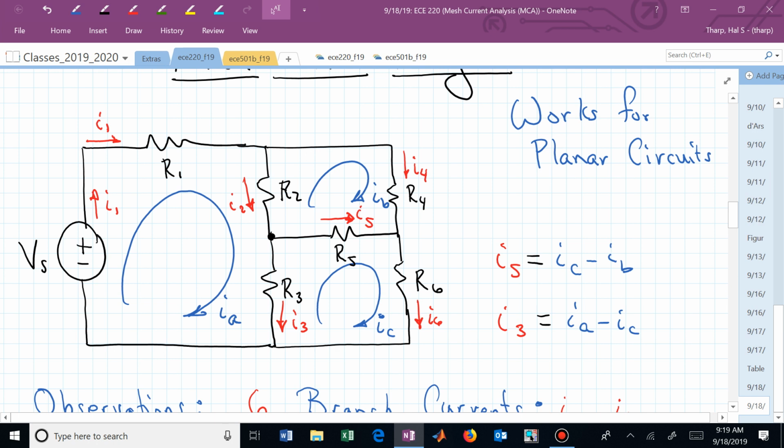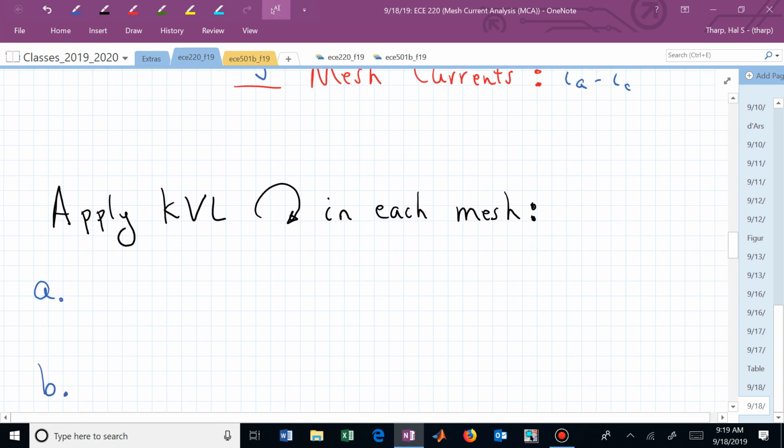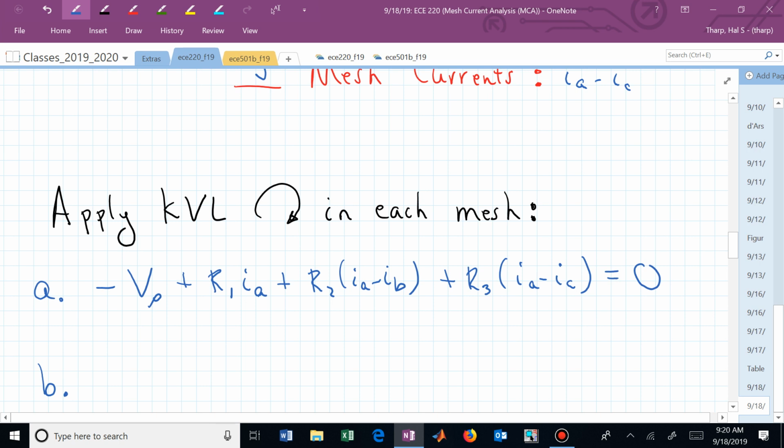Let's write that down. KVL around mesh A is then the drop, which is a negative drop, minus V sub S, plus R1 I sub A, plus R sub 2 times I sub A minus I sub B, plus R sub 3 times I sub A minus I sub C, and then we're back where we started. That's KVL in terms of the mesh currents.